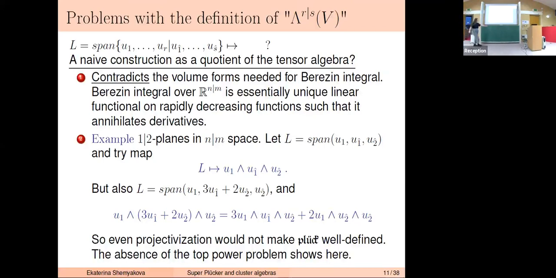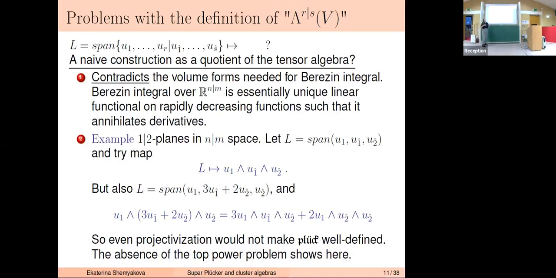So, problems with the definition. You need an analog of this for the super situation. What are the problems? There are lots of problems, but let me illustrate with the simplest possible example. Suppose you want to consider 1|2 planes in an N|M space. What's a 1|2 plane? It's a plane generated by one even and two odd vectors. Here you also see my notations: whenever you have indices with a hat, that stands for odd, and without a hat is even.